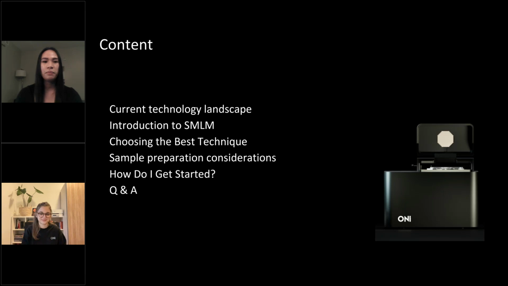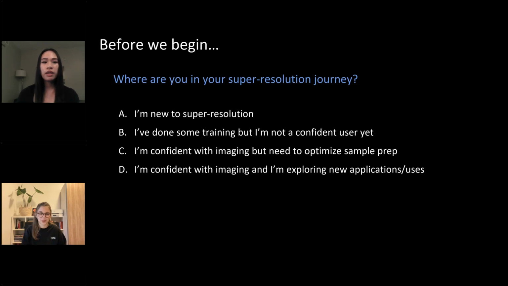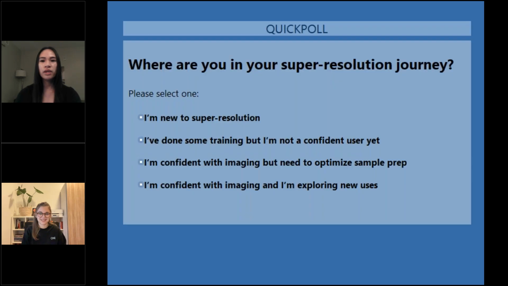For those of you who have questions about anything that we covered today. But before we begin, I just wanted to get an understanding for where everyone is in their super resolution journey. So if you could just give a quick answer to these questions just so that we can gauge your knowledge base, that would be great.